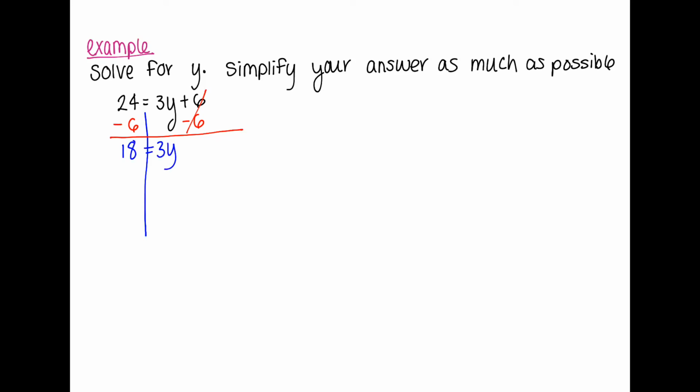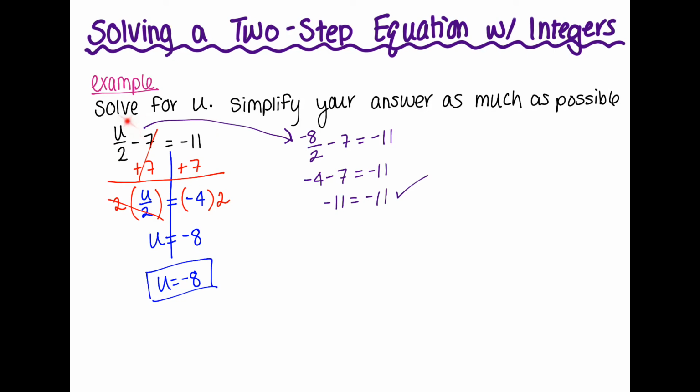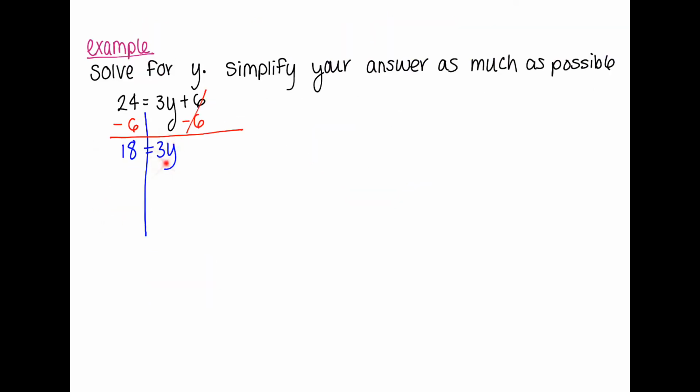Now in our previous problem, let me scroll back a page, we had u over 2, which is why we multiplied both sides by 2. Here it's not y over 3, it's 3 times y. So to get rid of the 3, you're dividing both sides by 3. That's going to cancel out the 3 there. 18 divided by 3 will give you 6. So your answer is y equals 6.